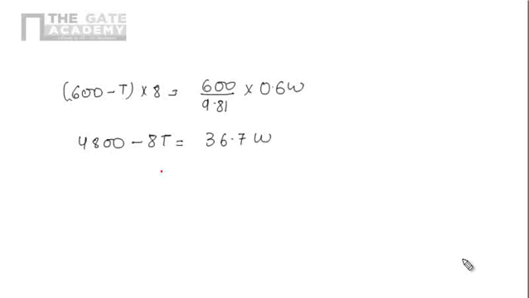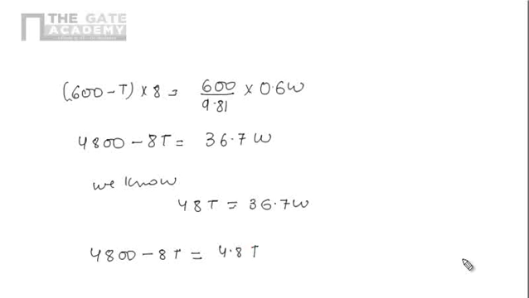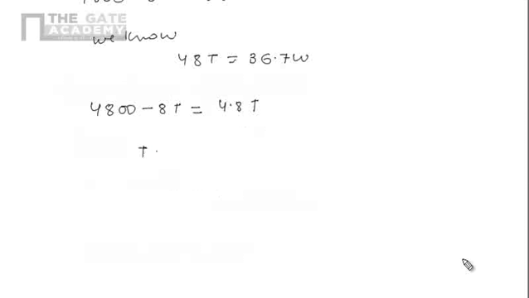And we know one equation, that we have already calculated: 4.8T equals 36.7 omega. So here we can write 400 minus 8T equals 4.8T. So now with the help of this equation we can calculate T. It will come 375. So the tension in the rope will come 375 Newton.